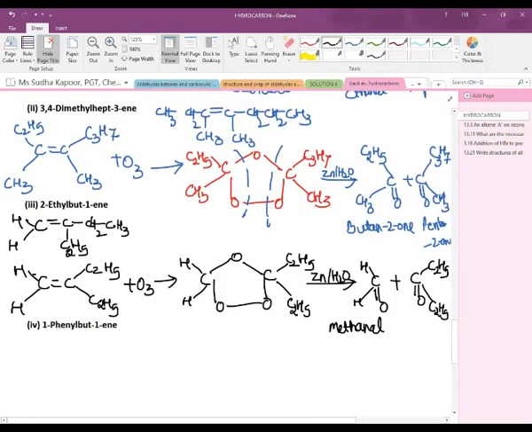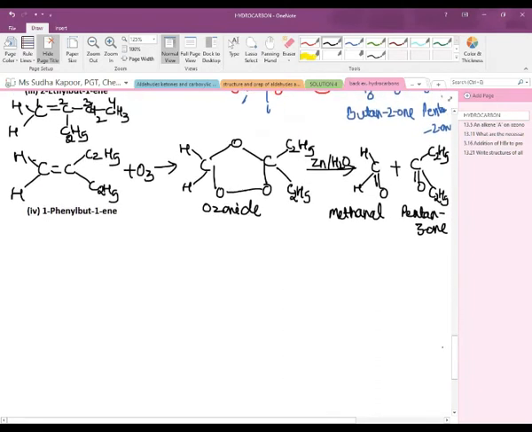Now let us come to the third example. It is 2-ethylbut-1-ene. Drawing the structure, we get C double bond C. On one side it is having both the H, on the other side it is having both the ethyl groups. So making the ozonide for it, as soon as we draw the ozonide and do the lysis, we get the two products. One is methanal and the other is pentan-3-one.